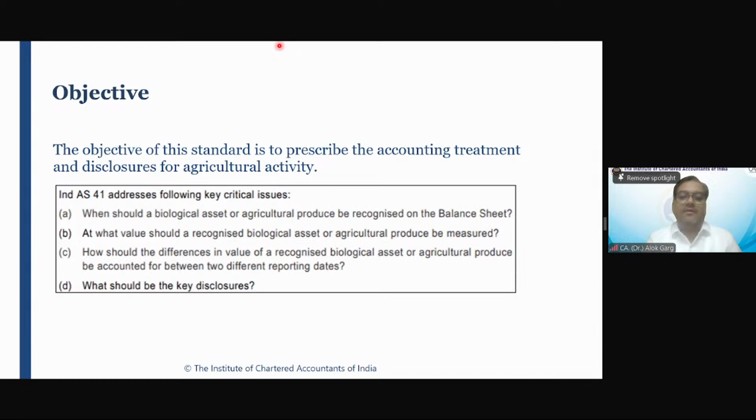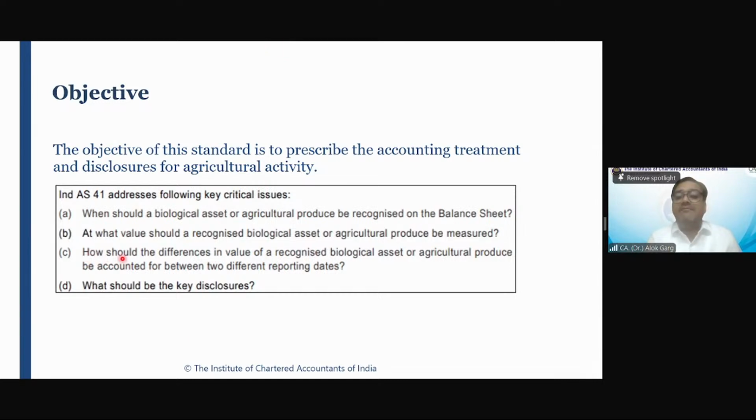Now the question is, if this company is using mangoes as a raw material, if this company would have purchased these mangoes, then this company has to incur a huge cost of raw material, right? So the question is, at what value these agriculture produce has to be measured, or these biological asset has to be measured, right? So this standard also gives you a unique criteria of measuring the biological asset and agriculture produce.